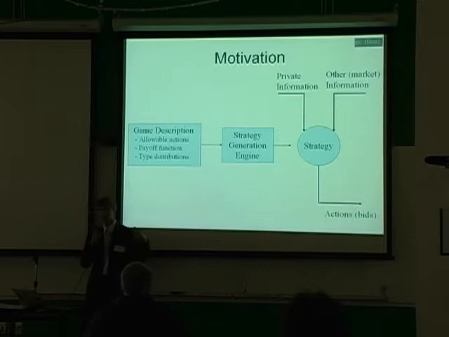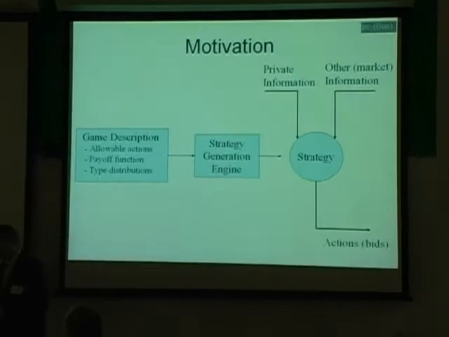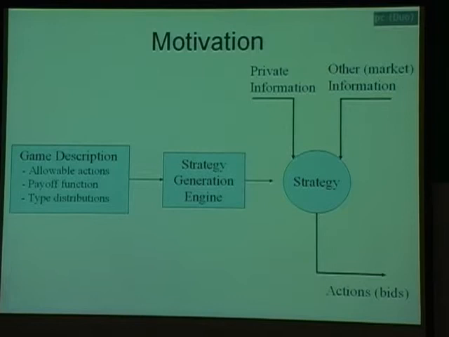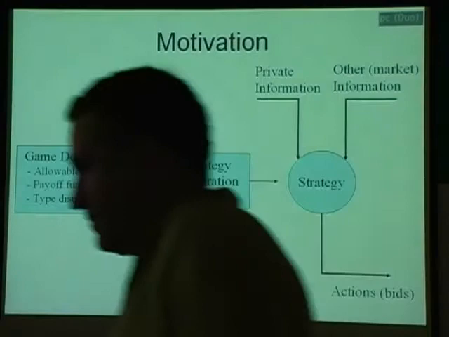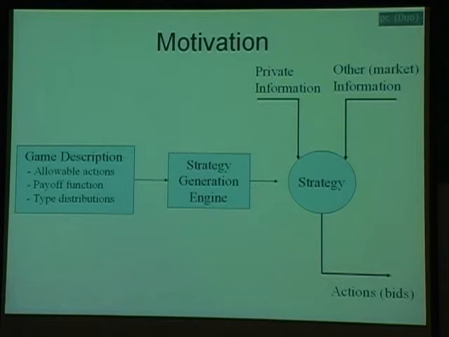Okay, so first the big picture. My grand research vision and the ultimate goal of my thesis work is a strategy generation engine that reads in a description of a game consisting of game rules and a distribution from which private information is drawn. And it outputs a strategy, which is a program that takes actions based on private information and observations about the other agent actions. So in a sense, the goal is a program that writes programs that play games. Although I'll focus almost entirely on games that involve auctions of one kind or another, the framework is applicable to more general kinds of games.